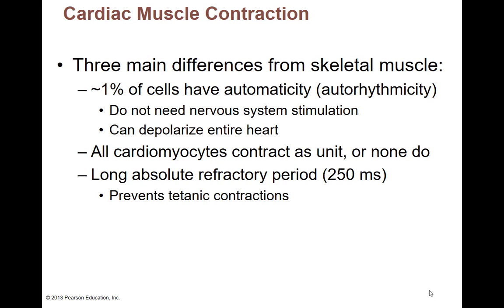They all work together. They all pump, or they don't. It depends if information told it to or not. They also have a really long absolute refractory period, after we have an action potential. You can't have another action potential because everything's resetting itself. It has long absolute refractory periods.